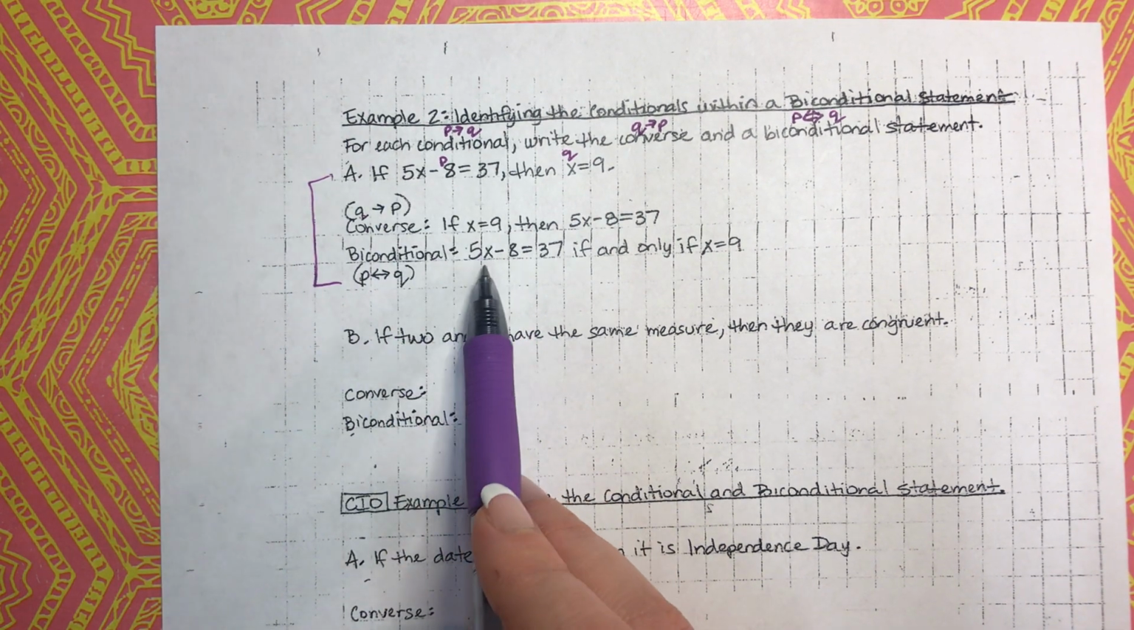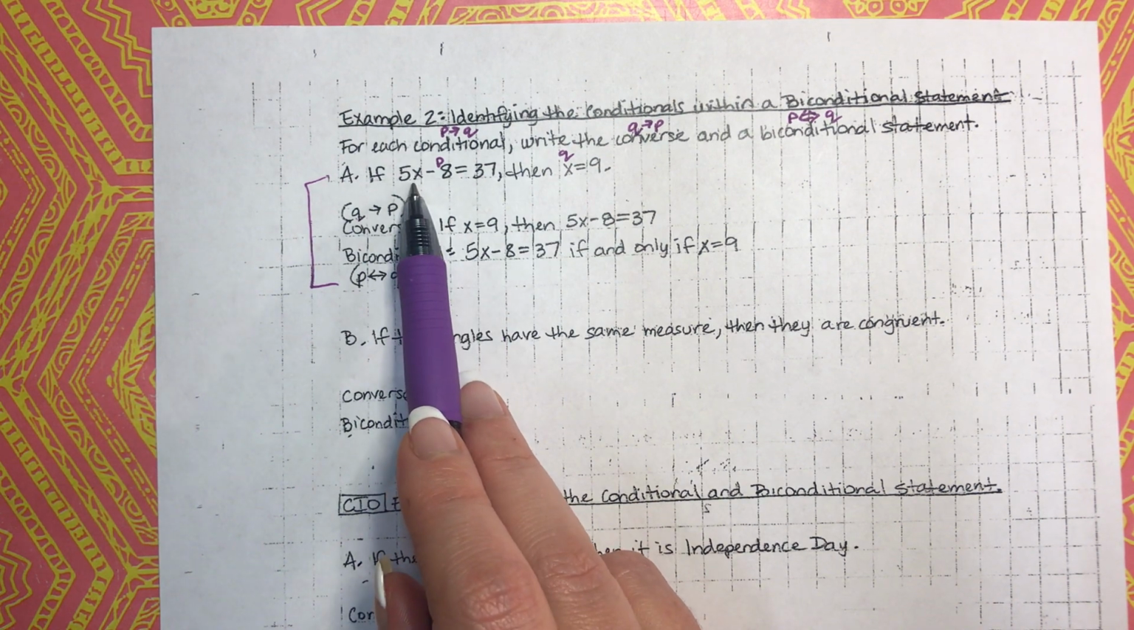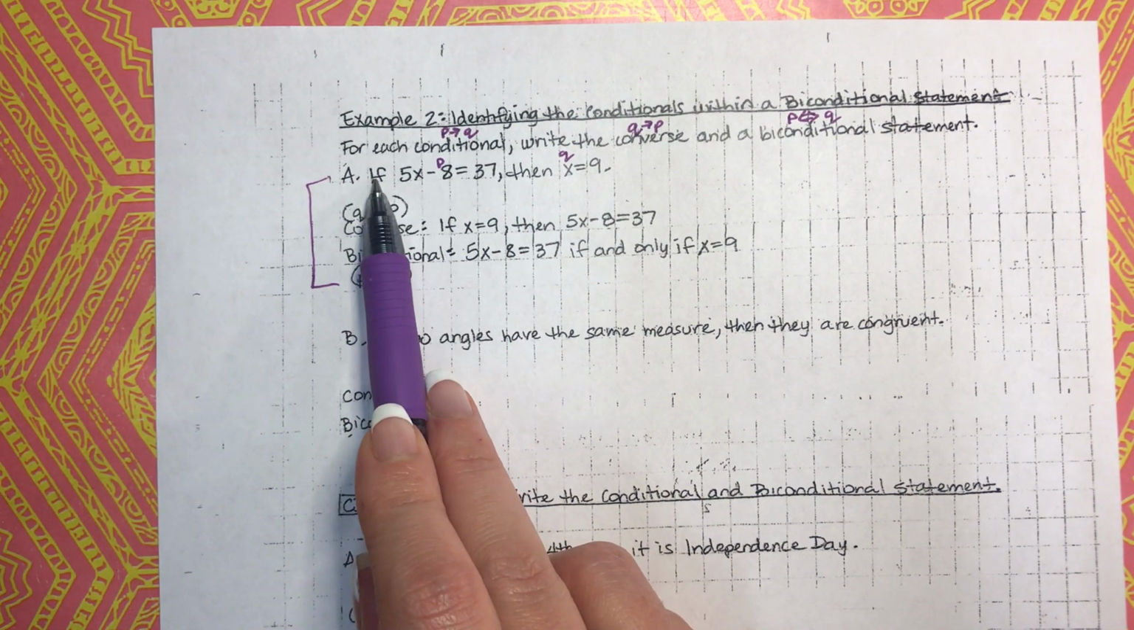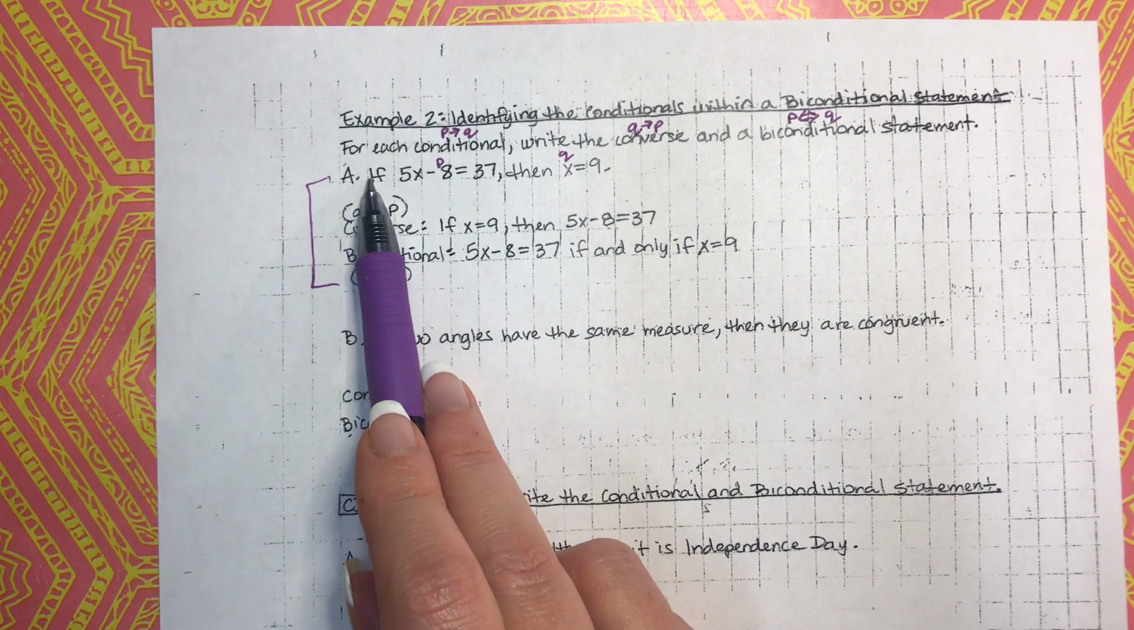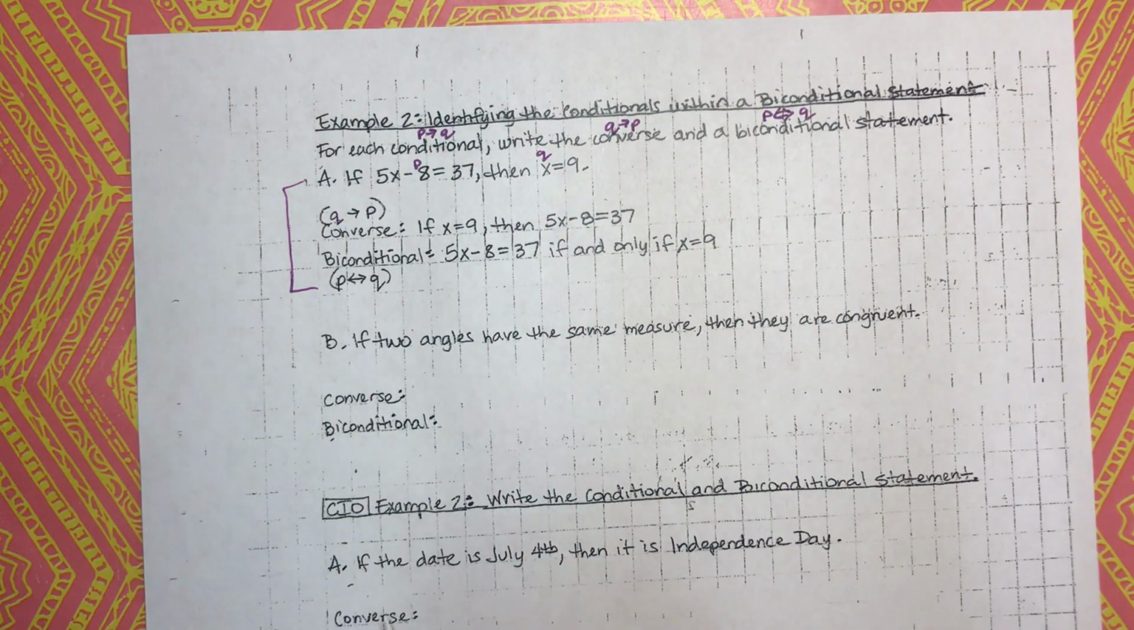5x, and that's where you just start, right with that hypothesis. You don't write the word if. Okay, you do not write the word if. Don't ever write the word if. Okay, so don't do it, okay?